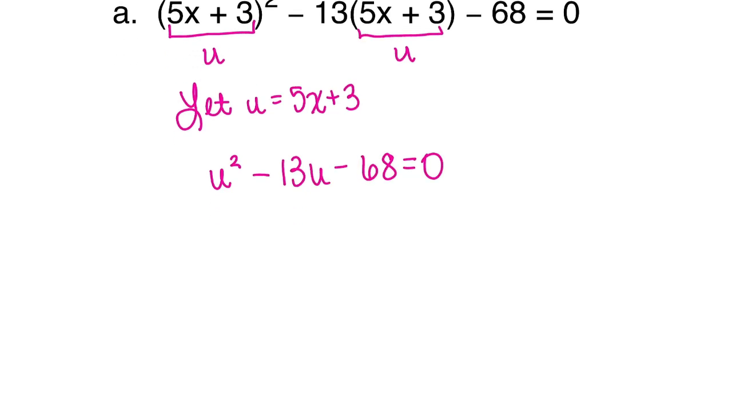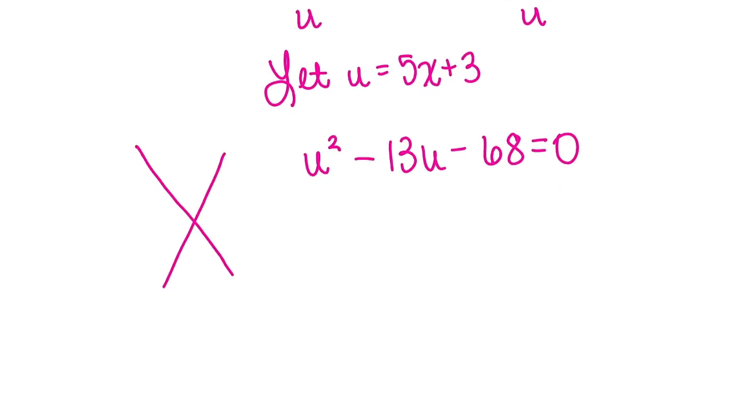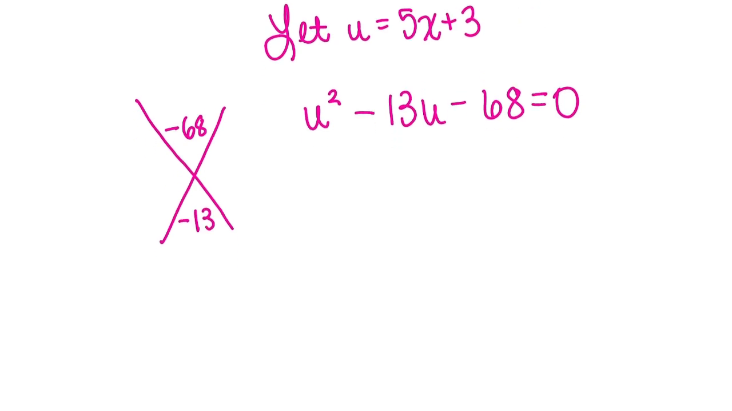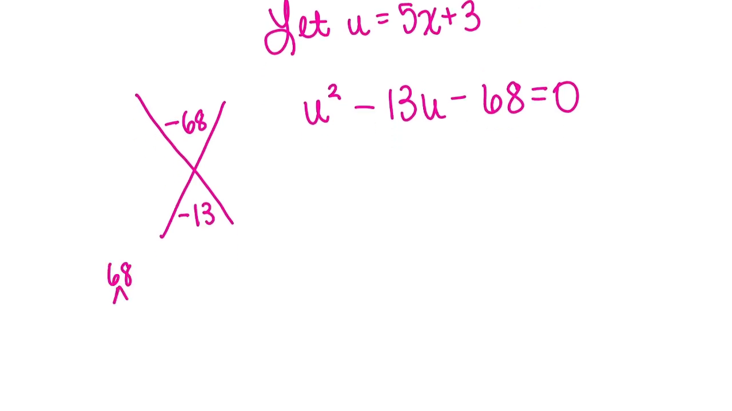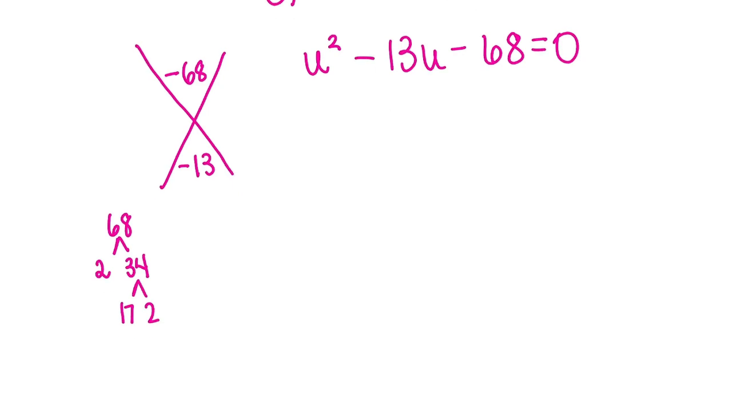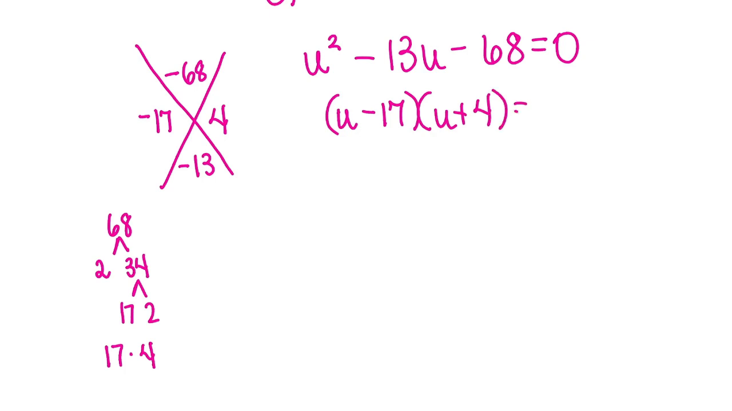Now we can play the x game. So we're looking for factors of negative 68 that add to negative 13. The easiest way I have found to do this is to break this up into its prime factors. Okay, so we have 17 and 4 here. That's going to work. And we're going to need negative 17 and positive 4. So this is going to be u minus 17, u plus 4 equals 0.